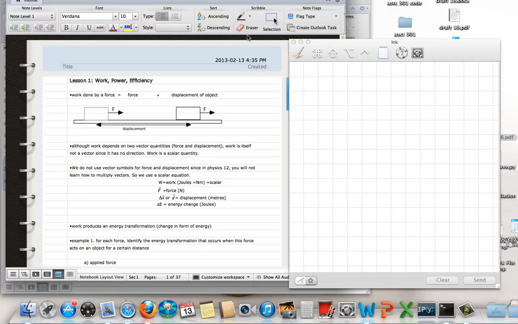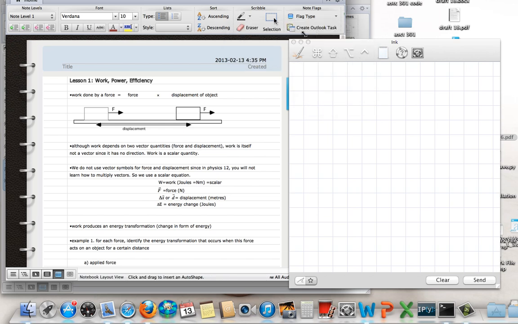All right, so our class for this evening is on work, power, and efficiency. We'll start with the definition. Work done by a force is the product of the force and the displacement of the object. So let's write that relationship here.